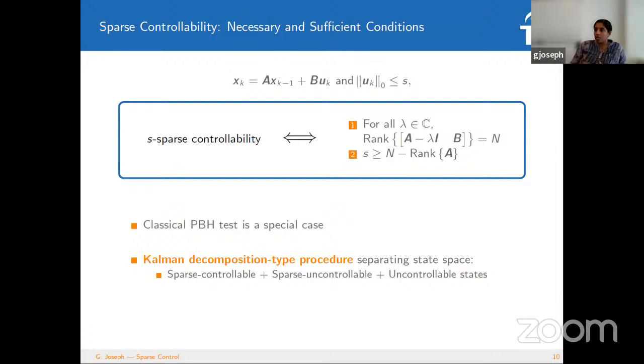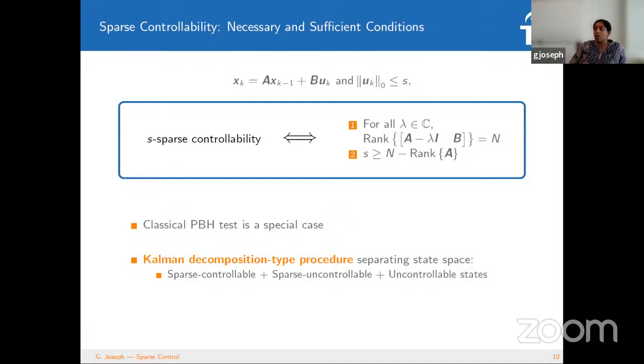So if S is large, meaning we are allowing more and more actuators to control the system, the system is more relaxed. And when S is equal to N, we allow the system to control all the actuators, which is equivalent to the unconstrained case. So when S is equal to N, the second condition is automatically satisfied, and we go back to the classical KBH test. And this condition tells us that we need a minimum value of S, below which the system is not sparse controllable.